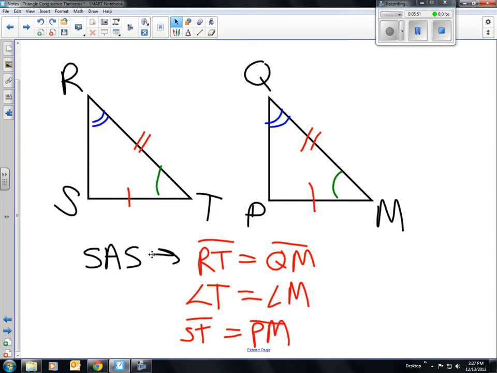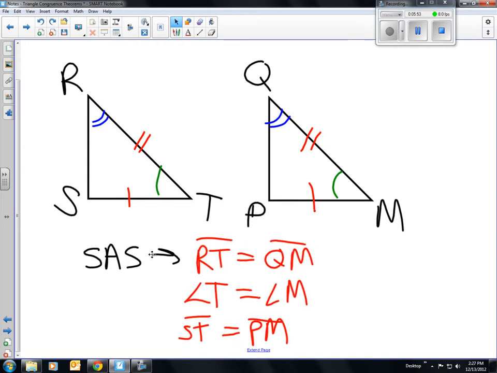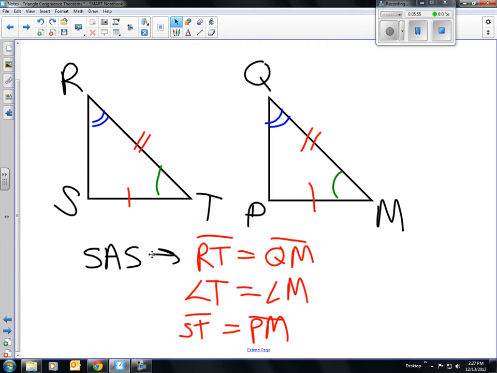And again, notice how I went side first, then angle, then side. And that's because it was side angle side theorem. So this would be how you would use the theorems to prove the triangles are congruent, by saying their parts. Here, the red part, that's where you're naming the parts of the triangle.